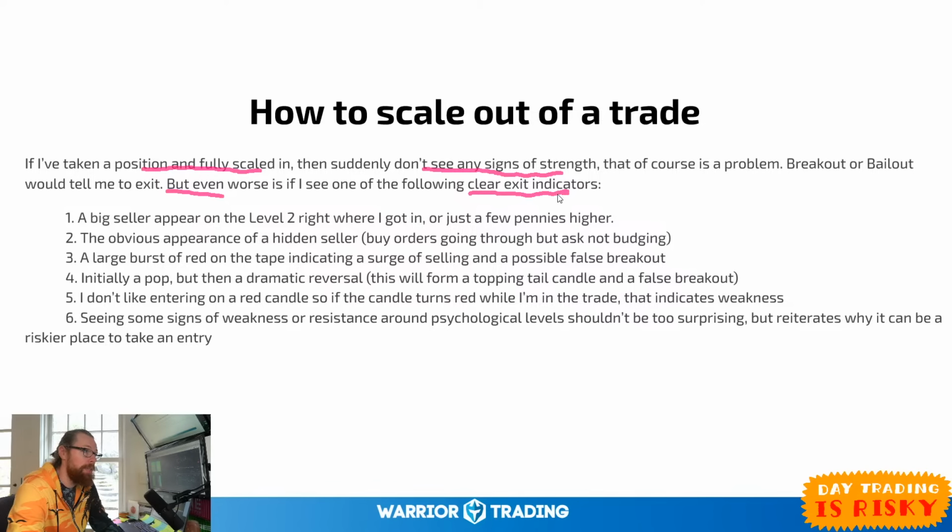These are clear exit indicators when you're scalp trading, when you're taking trades with a 5-cent stop and you're looking for 10, 15 cents of profit. If you've had a trade and you're up 50 cents a share, these don't necessarily apply. So it depends on how much you're up versus your cost basis. But a big seller on the level 2, right where I got in, that's not great. Now a big seller on the level 2, but I'm already up 50 cents, I can give it a chance to see if it breaks.